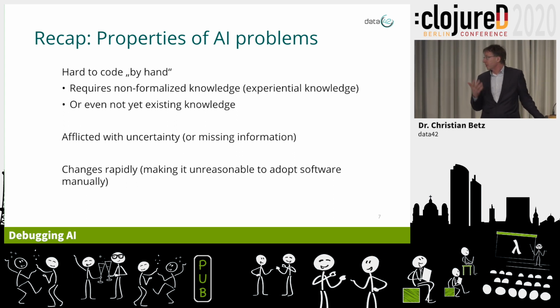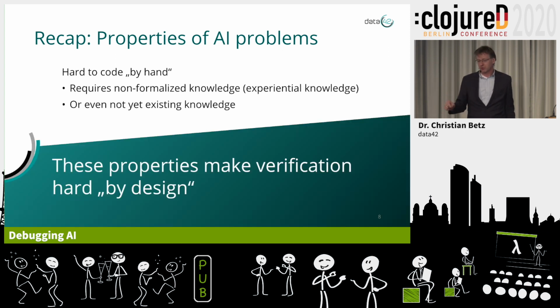On these problems, I'll try to help you tackle now. Remember the properties? Machine learning is good for problems hard to code by hand, with no formalized knowledge, with unknown knowledge, with uncertainty associated, because at the input you don't need to have 0 or 1 like binary, but you can have any value and work with that. So one way you can associate uncertainty with that. And the next thing, which I left out, is stuff changing rapidly. We'll come to that later on. But those properties make verification and debugging of AI systems inherently hard. Because if you can't state the rules and you don't know the exact answer, you can't write test cases for that, or not as easily as normally.